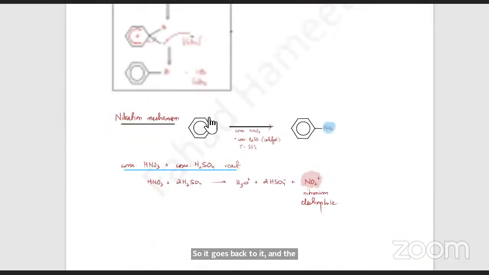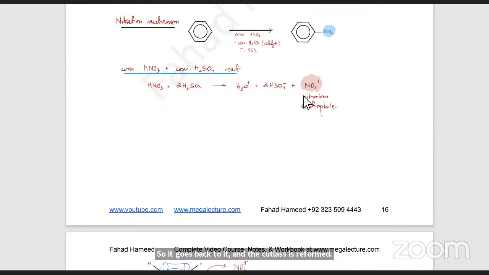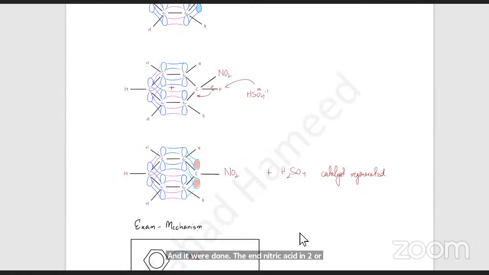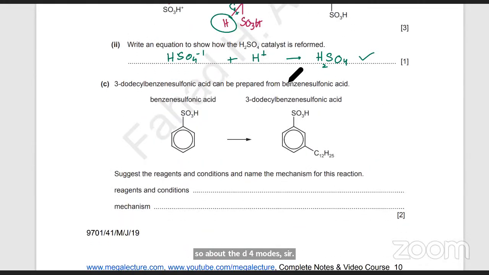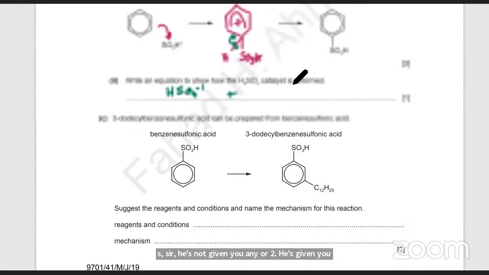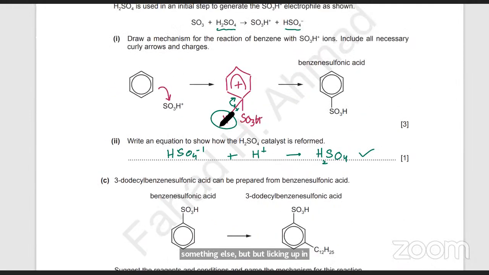The H2SO4 was essential in forming the electrophile in the first place. Because when sulfuric acid reacted, it was acting as a catalyst and it would turn the nitric acid into NO2 plus 1. So, it would later reform. Okay, here he's not given you NO2, he's given you something else. But you can infer that the H plus one will be lost. It's given above that there's HSO4 minus one, so they will get together to form H2SO4 back again.